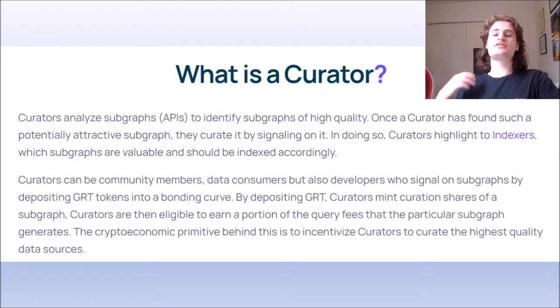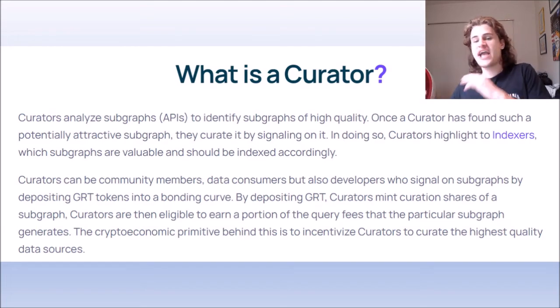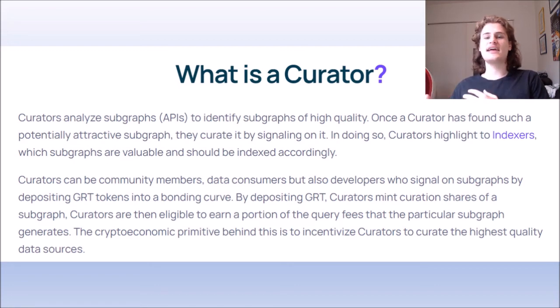The next participant in the graph is a curator. What a curator will do is a curator will go off and analyze all of the different subgraphs. So they'll go check out all of the subgraphs done by indexers, and then what they'll go on to do is they'll signal which subgraphs they think are the best, which are technically superior, and which work the most.